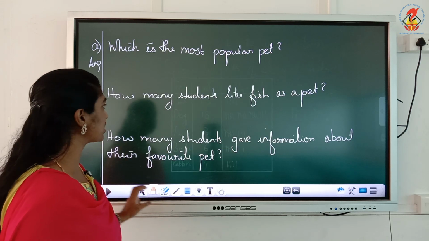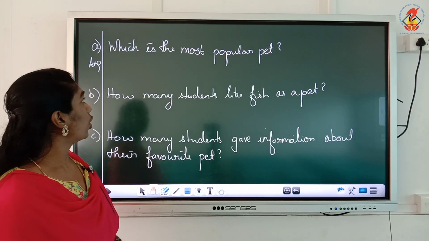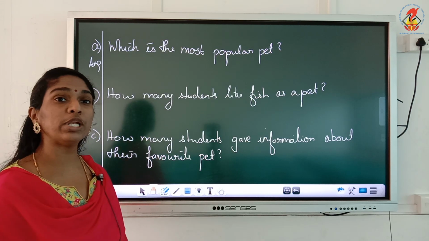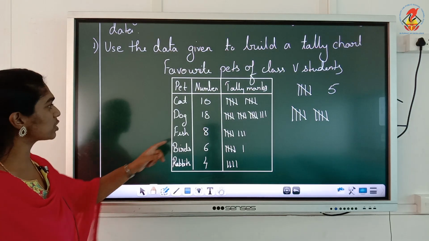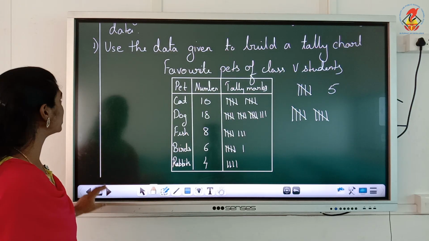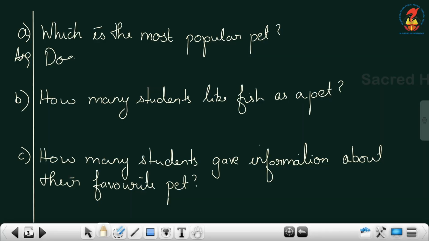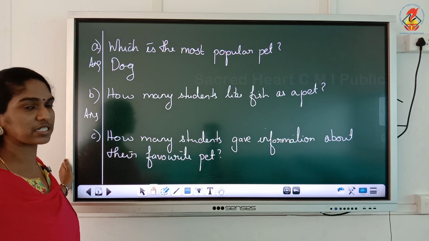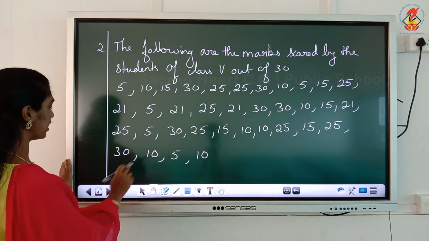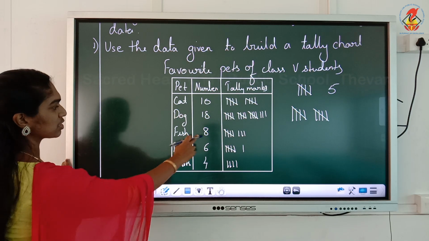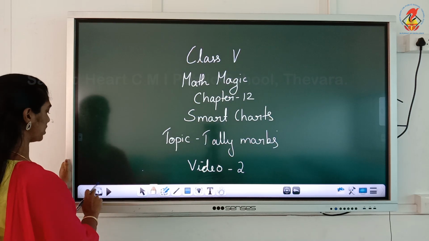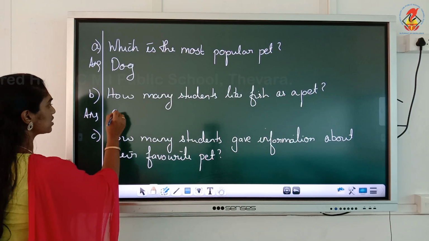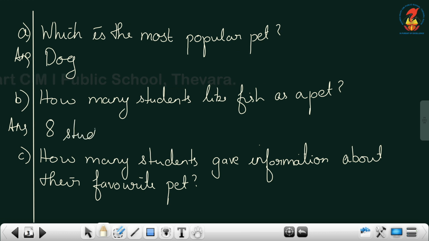Now we have a few questions based on this. Which is the most popular pet? Yes, dog. Dog is the most popular pet. Then, how many students like fish as a pet? How many students? 8 students. So, the answer is 8. Write 8 students.